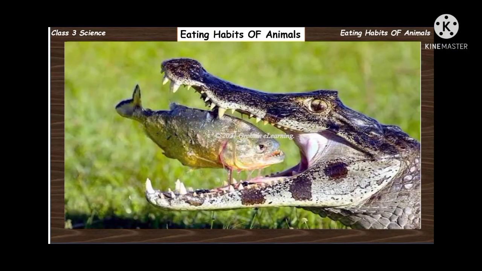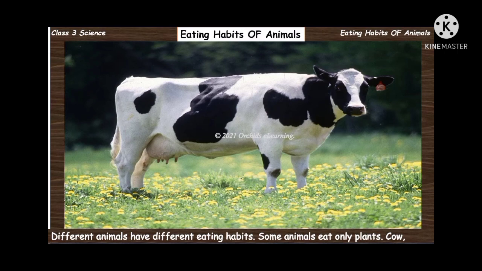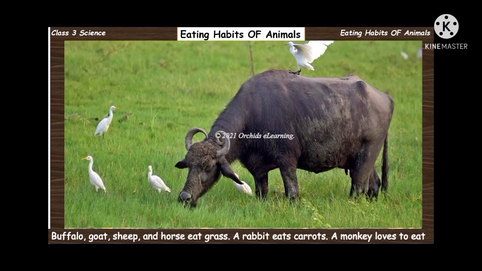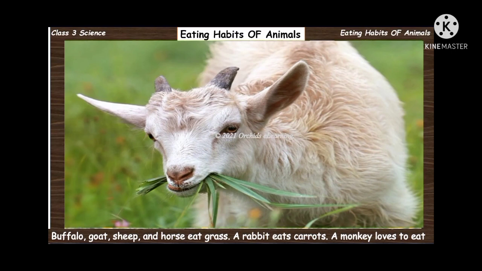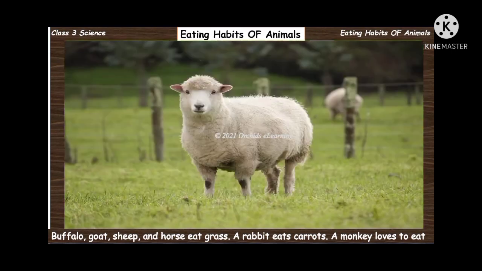Dear student, as you have seen, there are different varieties of animals, and each of the animals has different eating habits. Like cows, they eat grass every day, and other animals like buffaloes also eat grasses, and other animals like sheep and horses have different varieties of grasses that they eat.